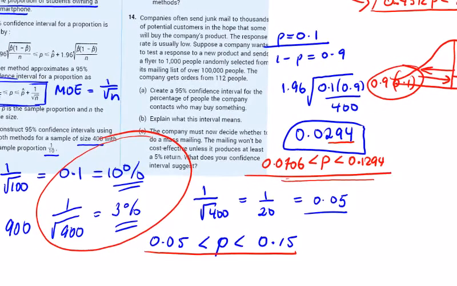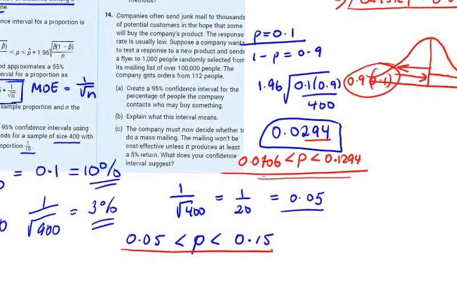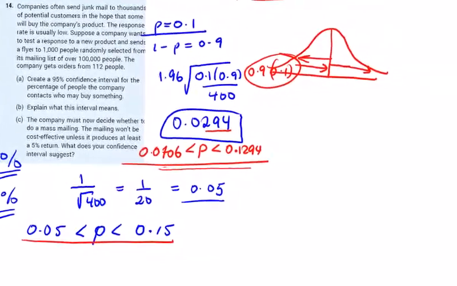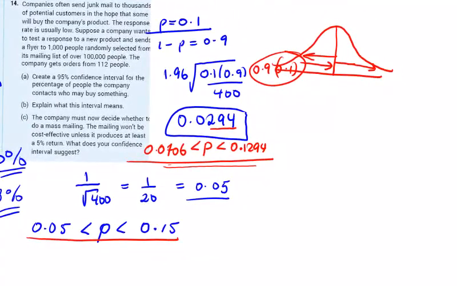And then question 14, we may as well do in this video as well. Companies often send junk mail to thousands of potential customers in the hope that some will buy the product. The response rate is usually low. Suppose a company wants to test the response to a new product and sends a flyer to 1,000 people randomly selected from its mailing list of a massive 100,000 people.